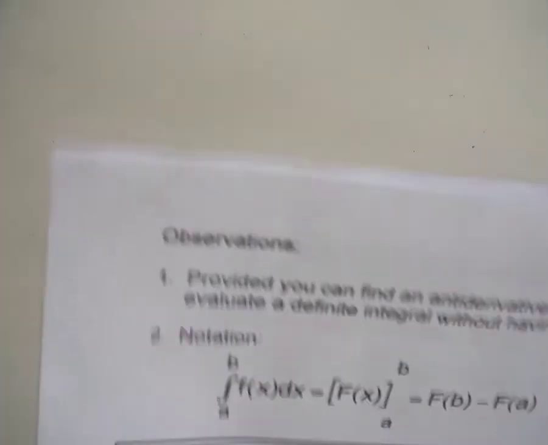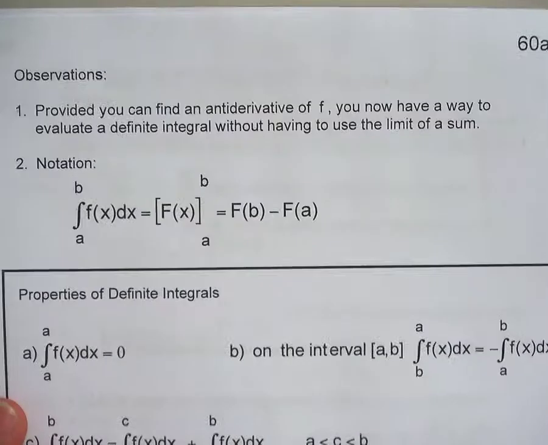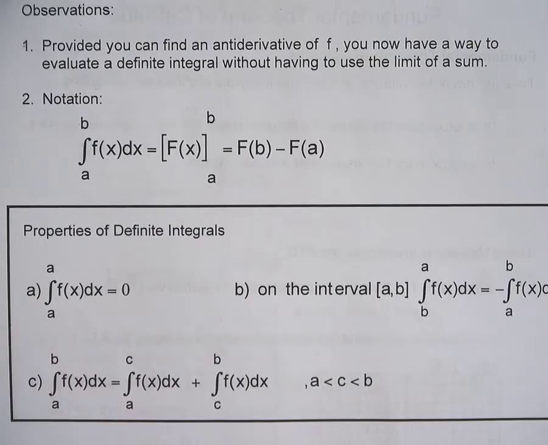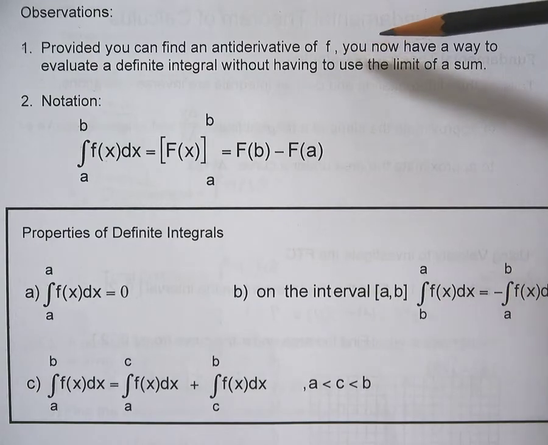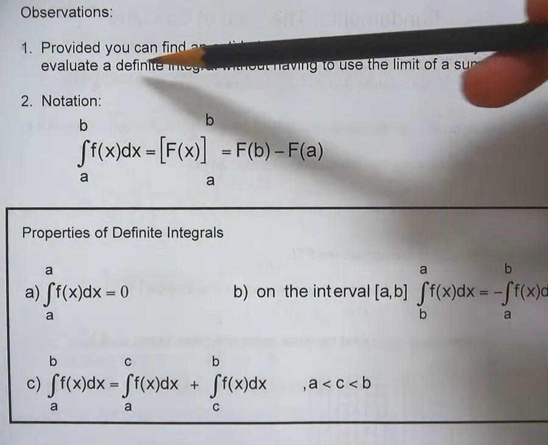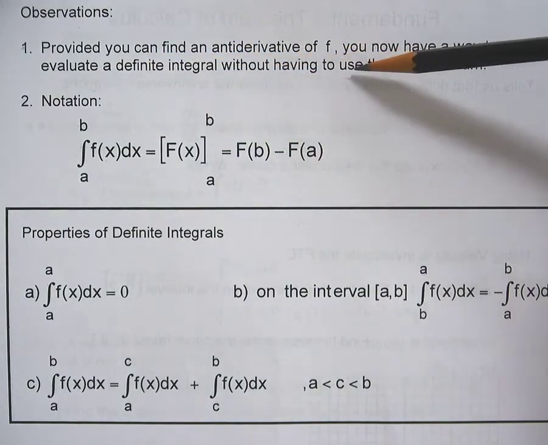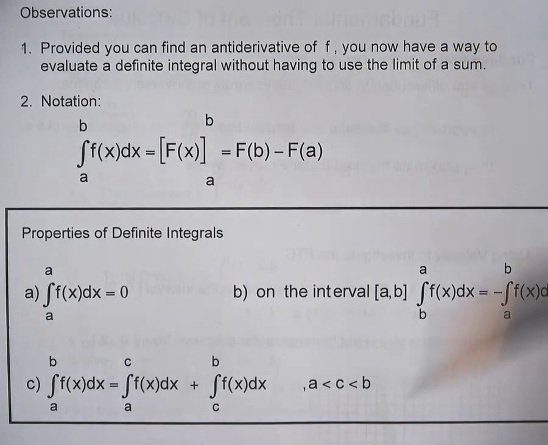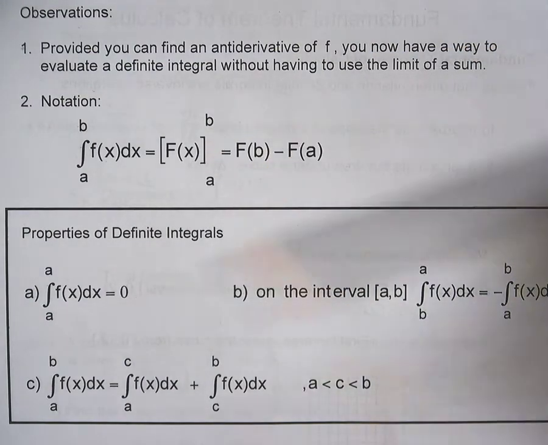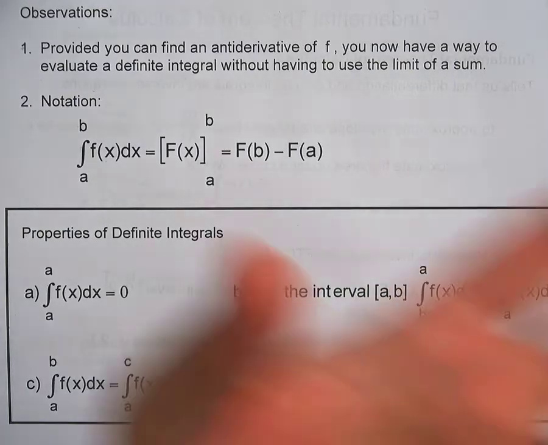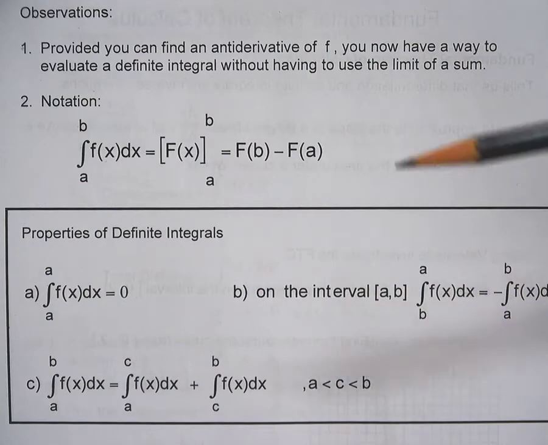So I'm going to try and go through this as quickly as I can here. There are quite a few notes, but let's jump into them. Observations. It says provided you can find an antiderivative of f, you now have a way to evaluate a definite integral without having to use the limit of a sum. No more sums. At least until the AP test. Then they're going to drag that thing back out of you again.